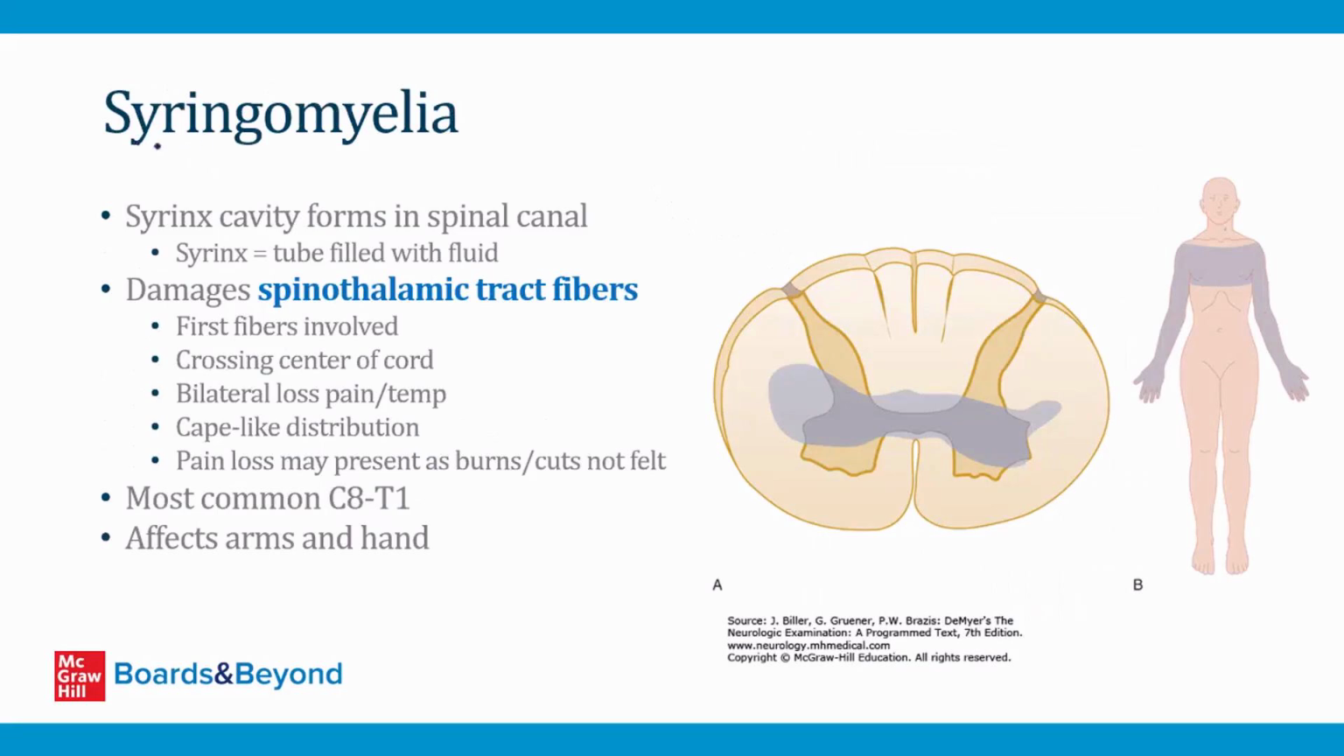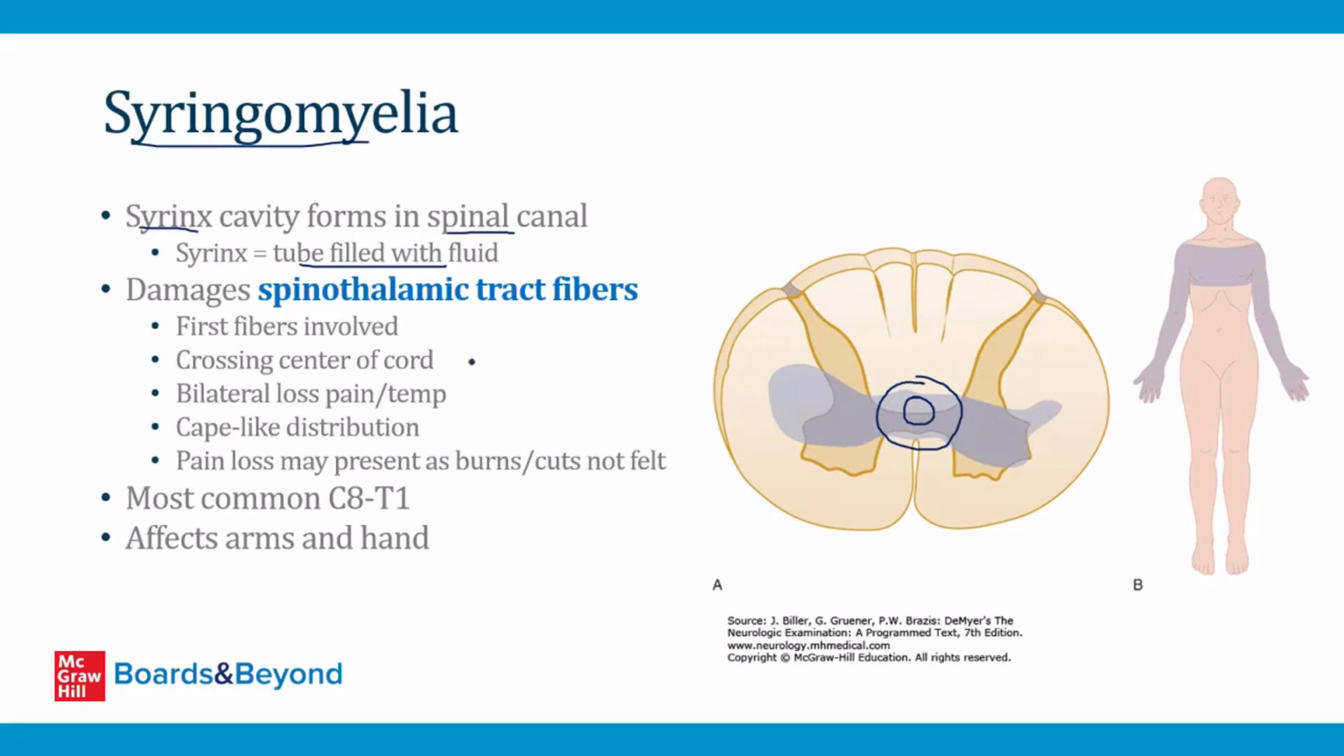Okay, next let's talk about syringomyelia. So syringomyelia is a condition where a syrinx forms in the spinal canal in the center of the spinal cord. A syrinx is a tube filled with fluid. So if you look at this little drawing on the screen here, the spinal canal is found in the center of the spinal cord. And so if a cavity forms there, that's called a syrinx, and it fills with fluid, basically you get destruction of this region that I'm circling with my pen here.